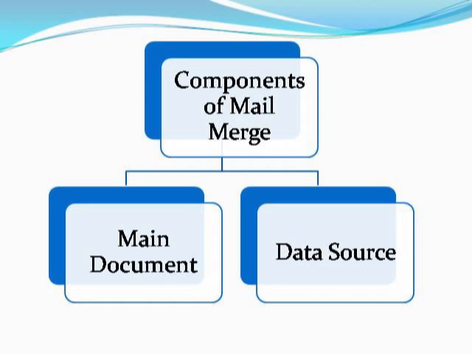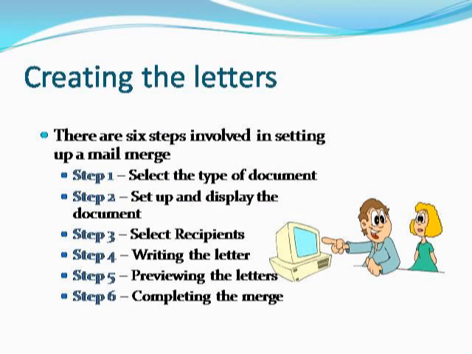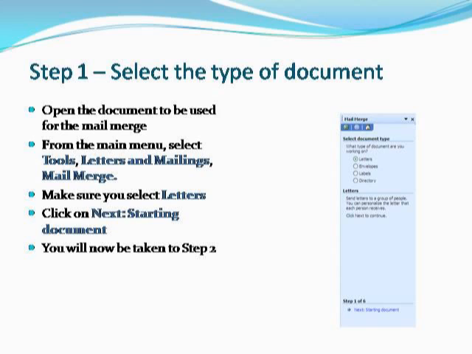Now, how to create these letters? There are 6 steps involved in setting up a mail merge. We will discuss the steps one by one. The first step is to select the type of document. Open the document to be used for the mail merge. From the main menu, select Tools, Letters and Mailings, and Mail Merge. Make sure you select Letters. Click on Next, Starting document.